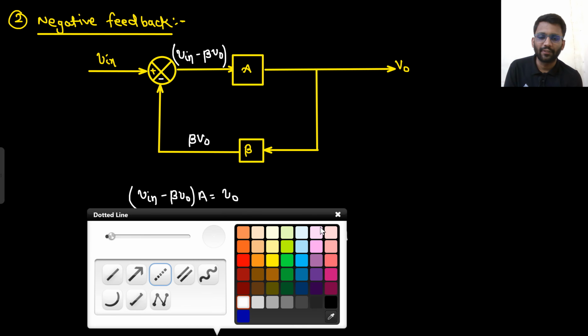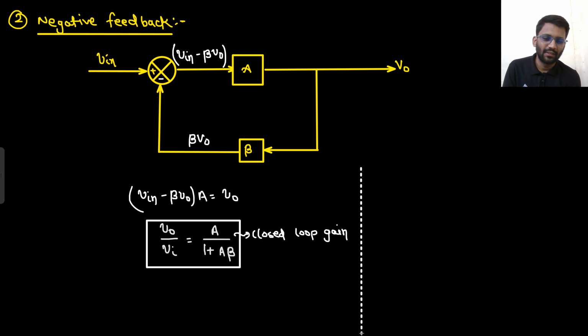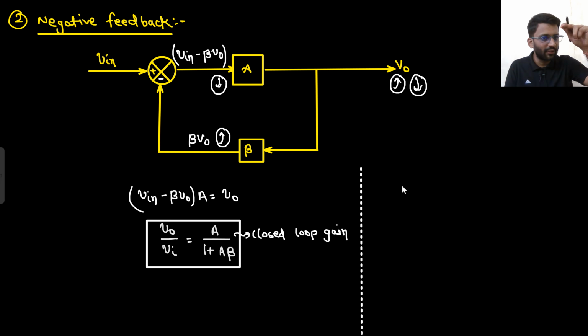Now check what happens in the negative feedback if your output increases. If your output increases, then this value will increase. If this value increases, then this particular value will decrease, right? Because beta V naught is increasing, so something getting subtracted from V in, and the subtracted value is increasing. That means the complete value is decreasing. So this value is decreasing, then further your output decreases. First we tried to increase it, but your output decreased.